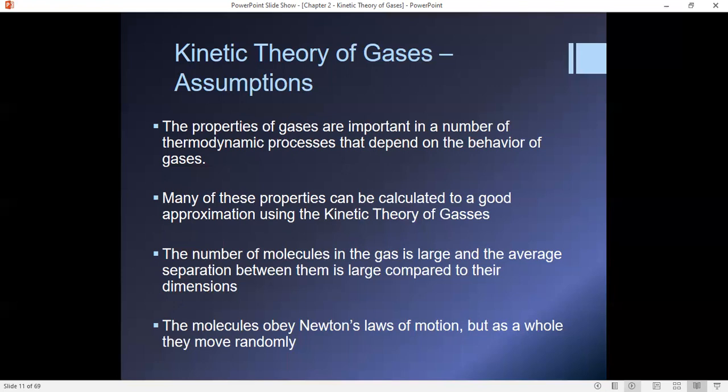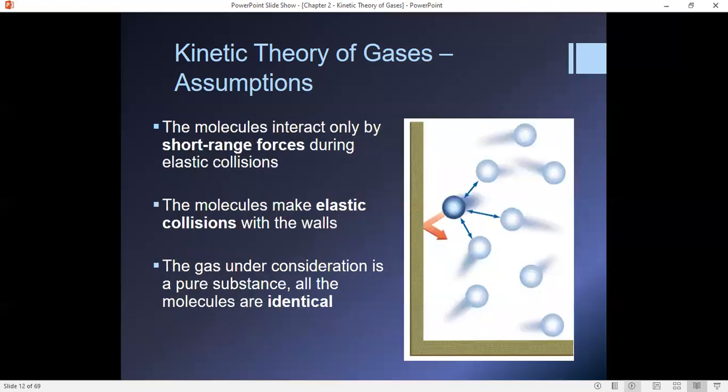Large number of molecules, but they're separated by enormous spaces compared to their own volumes, and they don't really interact very much. The molecules obey Newton's laws of motion, kinetic theory, but as a whole, they move randomly. The molecules interact only by short-range forces, essentially allowing them to elastically collide with different bodies such as walls or other molecules.